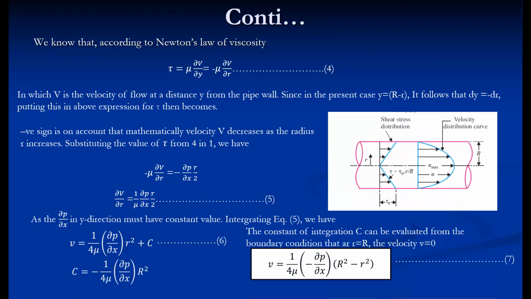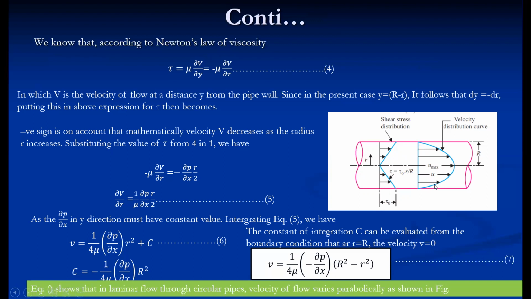From this equation, we can say that velocity varies parabolically with r. This is the variation of velocity across the cross section, where if we take small r equal to 0, we get the maximum velocity, that is at the center. And if we take small r equal to capital R, we get the value 0, that is at the walls. So at the walls, velocity is 0 and at the center, velocity is maximum. Its variation is parabolic. So this is a parabolic curve.